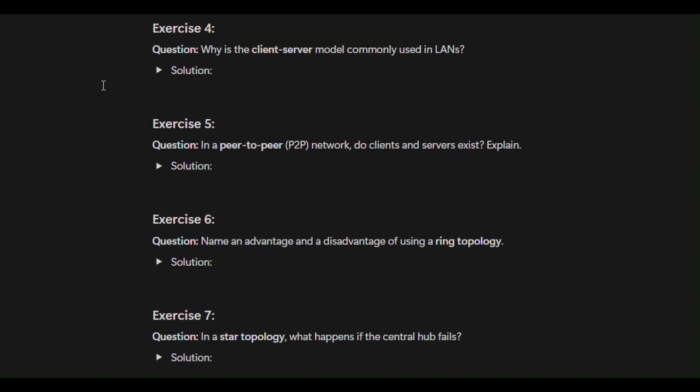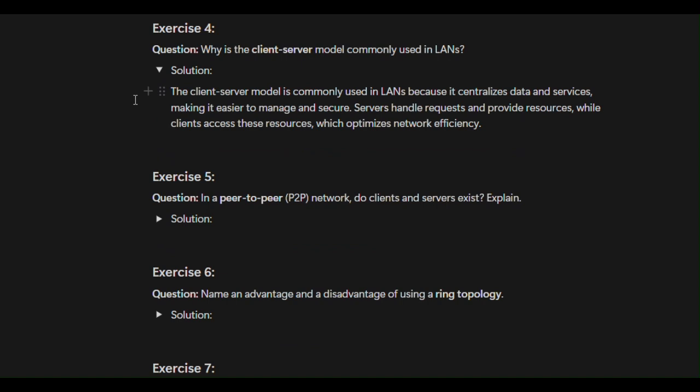Exercise 4. Why is the client-server model commonly used in local area networks? The client-server model is commonly used in local area networks because it centralizes data and services, making it easier to manage and secure. Servers handle requests and provide resources, while clients access these resources, which optimizes the network efficiently.